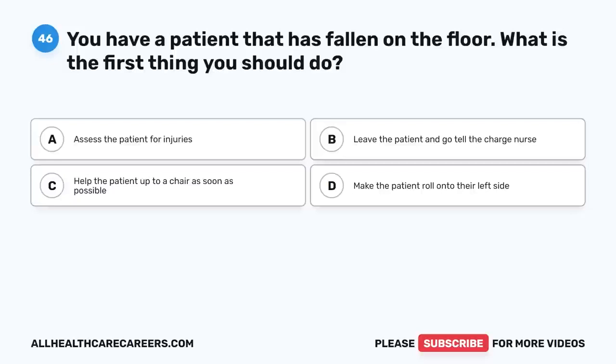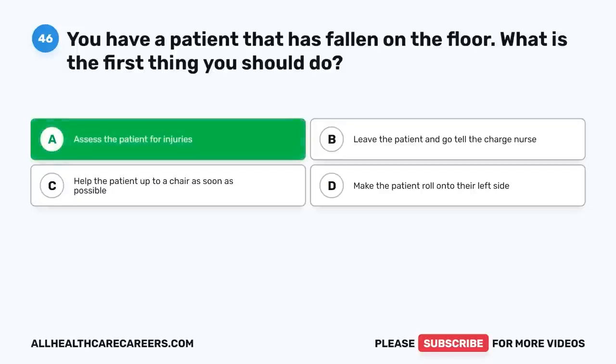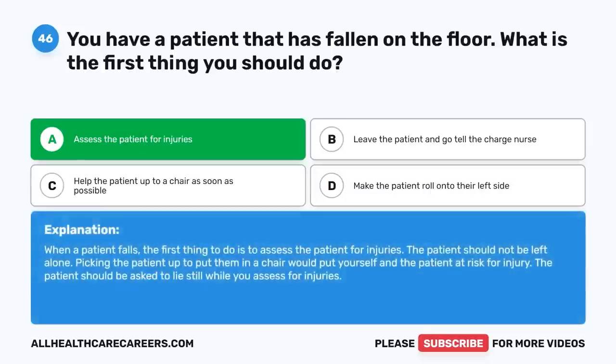D. Make the patient roll onto their left side. The correct answer is A. Assess the patient for injuries. When a patient falls, the first thing to do is to assess the patient for injuries. The patient should not be left alone. Picking the patient up to put them in a chair would put yourself and the patient at risk for injury. The patient should be asked to lie still while you assess for injuries.